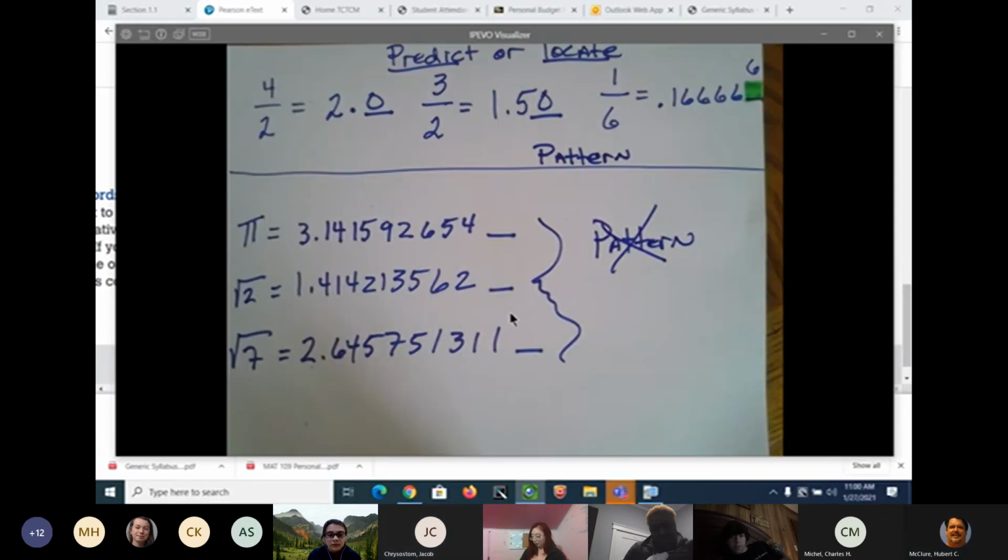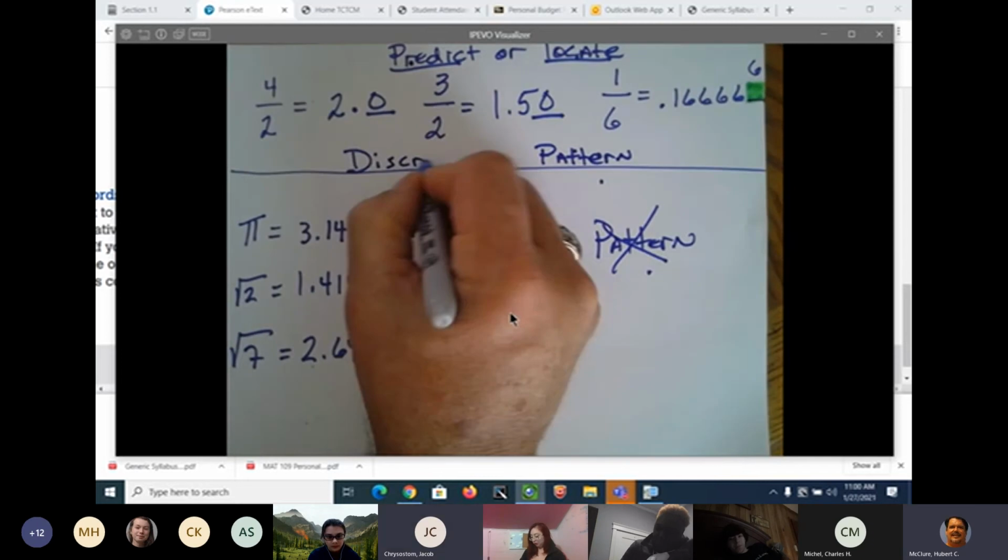Does this have to do with discrete variable? That's what we're doing, yeah. Okay. Give me time. Will you stop stealing my thunder, Miss Dennis? What do these have that these don't? A pattern. Pattern, predict, locate is discrete. No pattern, not predictable.